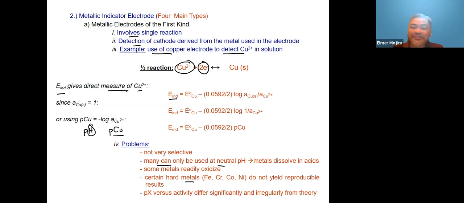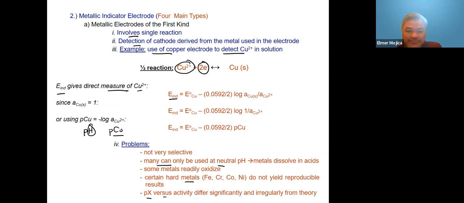Yung pabago-bago yung reading. Tapos pareho lang yung sample na mini-measure mo. Okay, and the potential of the electrode, so that's whatever the metal that you have versus the activity, differs significantly and irregularly from the theory. So yun yung masama dito sa metallic electrodes of the first kind.